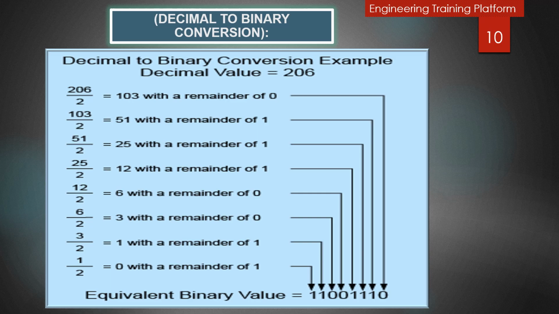Here you can see we can start from this, the most significant bit, and this is the least significant bit. I already explained earlier, first we have to put the most significant bit digit. The most significant bit, 1 1 0 0 1 1 1 0, and this is the result: the decimal 206 value is equal to the binary value of 11001110.